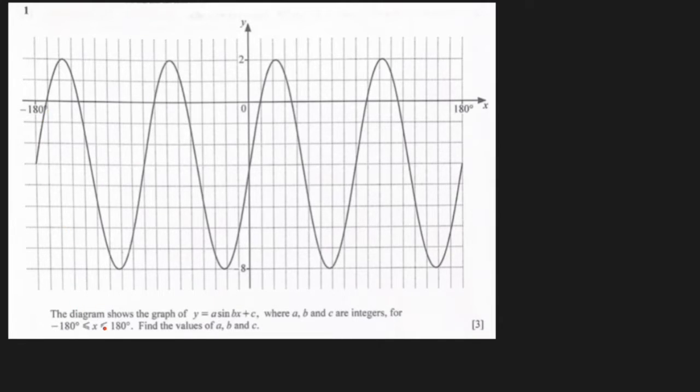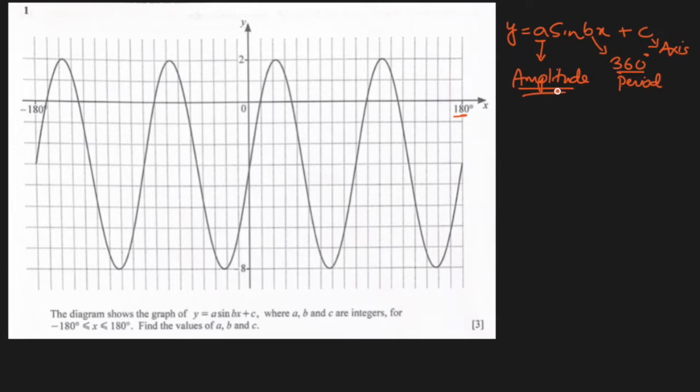Okay, so we want to find a, b, c. So let me write what they're asking. y equal to a sin bx plus c. We should know what each alphabet represents. A represents amplitude. B is the relationship of 360 degrees. It is in degrees, right? So we'll use 360 degrees divided by period. That is B. And C is the axis, the middle line of the graph.